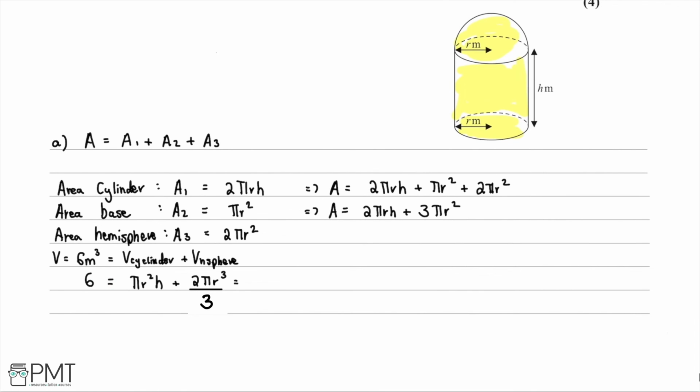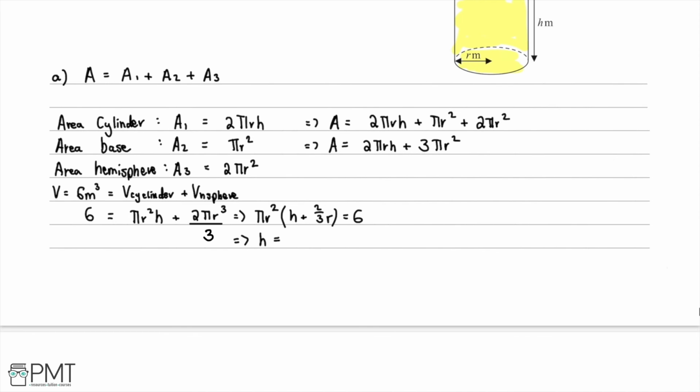So therefore, on this right hand side, we can take a common factor of pi r squared out. And that leaves us with h plus 2 over 3 r. And that's equal to 6. So we're then going to rearrange this for h. So then we divide both sides by pi r squared. And then to isolate h on its own, we must get rid of this 2 over 3r. And we're going to do this by subtracting it from both sides. So now we have an expression for h. And our expression for h is in terms of r.